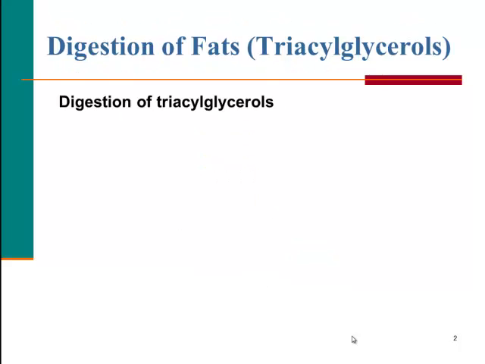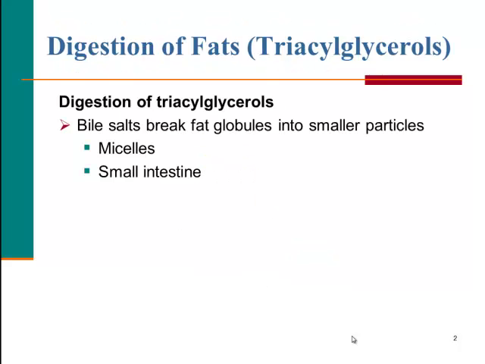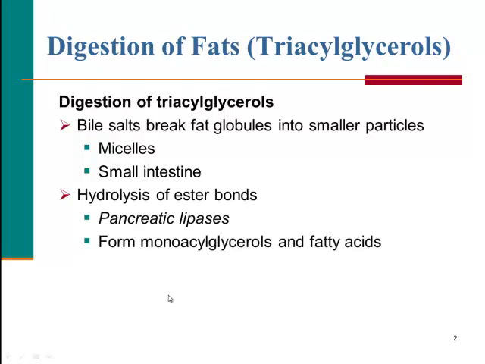The digestive system begins to break down triacylglycerols in the small intestine, where bile salts, which are made by the liver, stored in the gallbladder, and then secreted into the intestine, surround the triacylglycerols to form little bubbles called micelles. So these micelles are basically bile salts that surround the fat globules from the food that we eat.